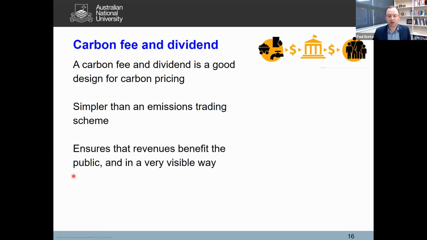There are multiple designs for carbon pricing. A carbon fee and dividend is one of the good ones. I think it's a good design, and most economists are pretty keen on this type of design. One of the benefits is it's simpler than an emissions trading scheme. It doesn't involve all of the trading of permits between enterprises throughout a year.